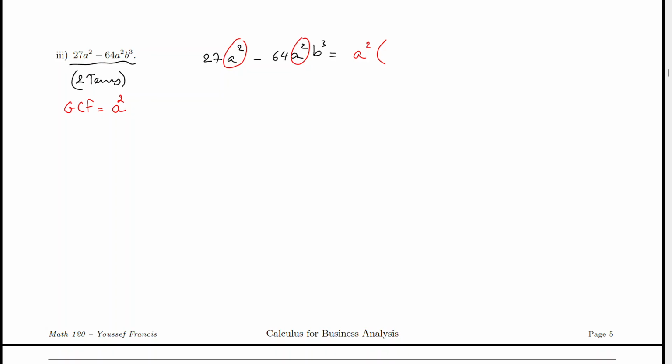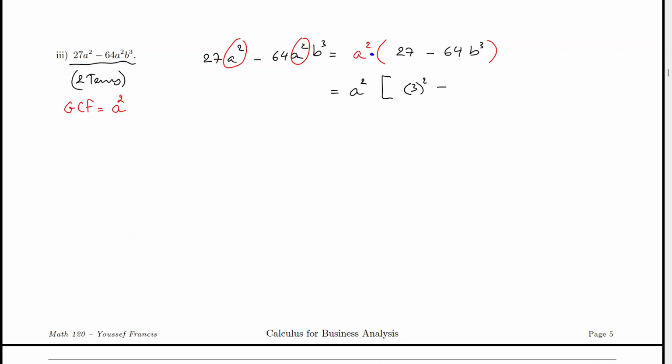Will be on the outside, and what's left inside the parentheses will be 27 minus 64b cubed. So I factor out the GCF, which is a squared, and that leaves me with 27 and 64b cubed. And those in turn look like a pattern. The 27, as a matter of fact, is the cube of 3. So let's record that: 3 cubed is 27.